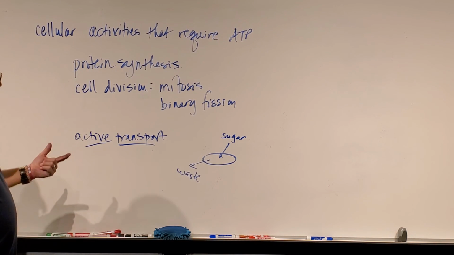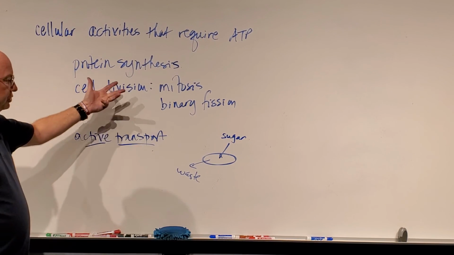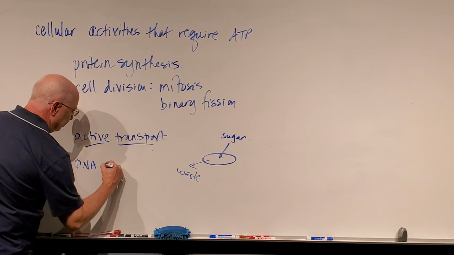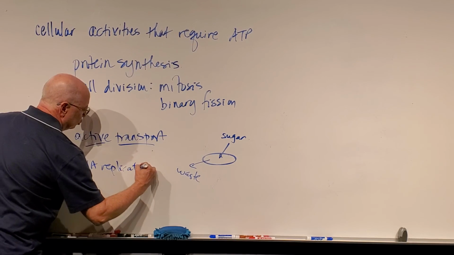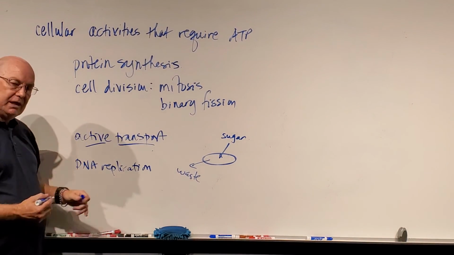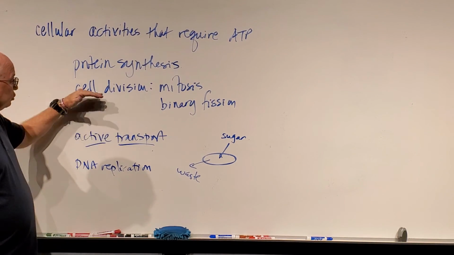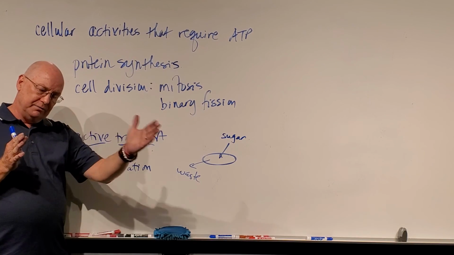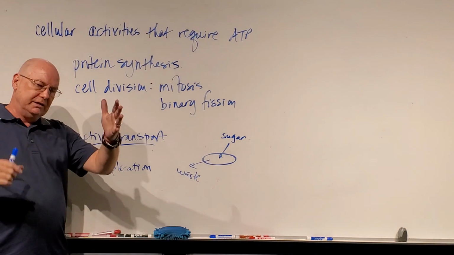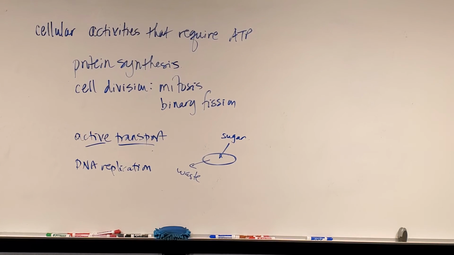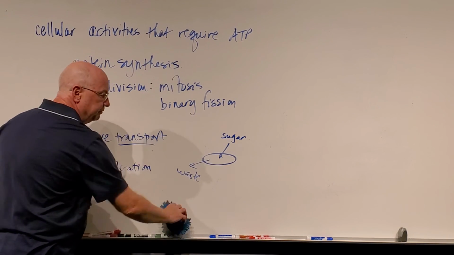So we have protein synthesis, we have cell division like mitosis and binary fission. DNA replication is part of that. So in order to divide, split in half, we also have to replicate the DNA. Also part of protein synthesis that requires ATP is the conversion of the DNA into messenger RNA, that process of rewriting DNA into mRNA, moving things around inside the cell. So there's a number of things inside the cell that require energy.